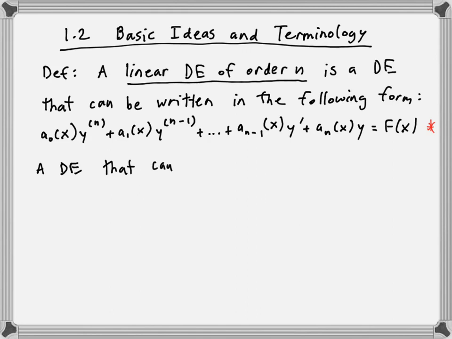Oh, there is one thing I need to say about the above, is that, of course, we are assuming that a0 of x is not 0. Because if it were 0, this wouldn't be nth order. So we do need to have a non-zero first term there.